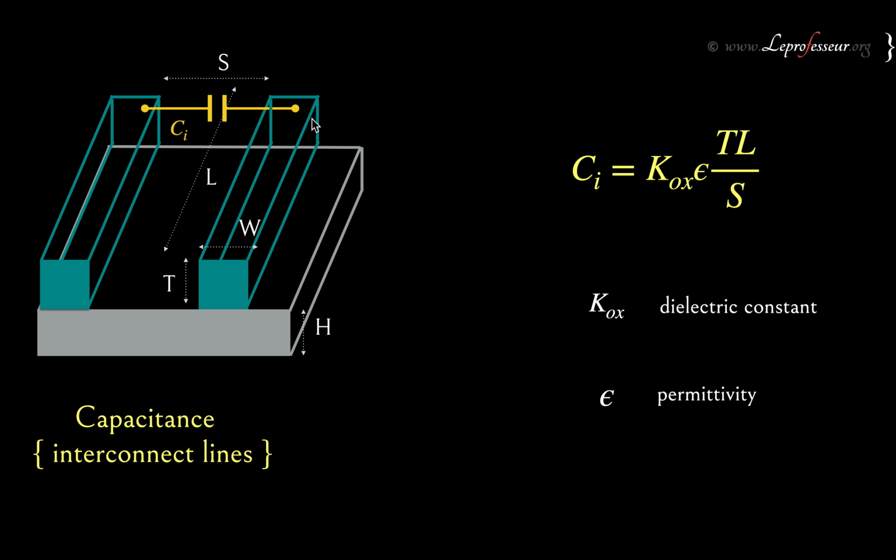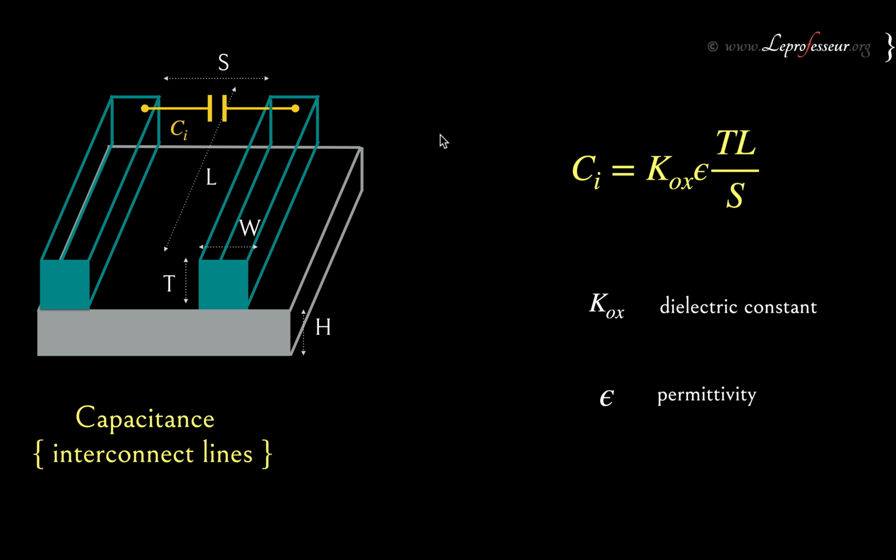Since these two are very adjacent, they will offer some kind of capacitance. You may call it a coupling capacitance as well. Different names. This is approximated with this formula, where coupling capacitance, or capacitance between interconnect lines, is equal to Kox, where K is the dielectric constant, oxide, epsilon. T is the thickness of the wire segment or interconnect, L is the length of the interconnect, and S is the spacing between two adjacent interconnect wires.